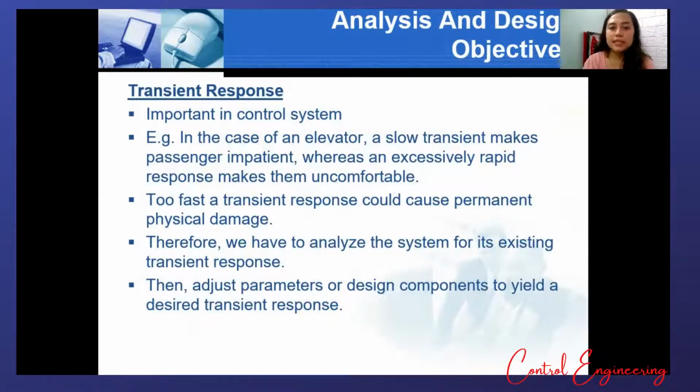So, transient response. This is very important in control system. Example, in the case of an elevator, a slow transient makes passengers impatient, whereas an excessively rapid response makes them uncomfortable. So, too fast a transient response could cause permanent physical damage. Therefore, we have to analyze the system for its existing transient response. So then, we need to adjust parameters or design components to yield a desired transient response. So, kapag dating sa elevator, pangit naman kung masyadong mabilis, pangit din masyadong mabagal. So, we really need to understand this transient response.